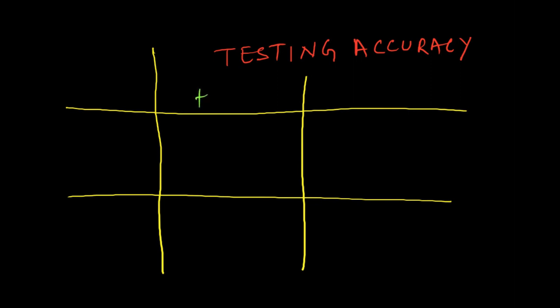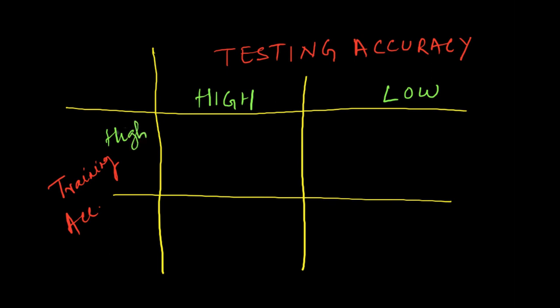So what would this matrix contain? Here, let's say we have testing accuracy, and that can be high or low. Similarly, we can have training accuracy, and that can also be high or low.